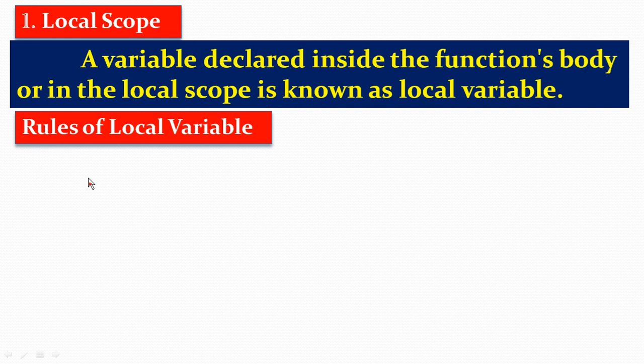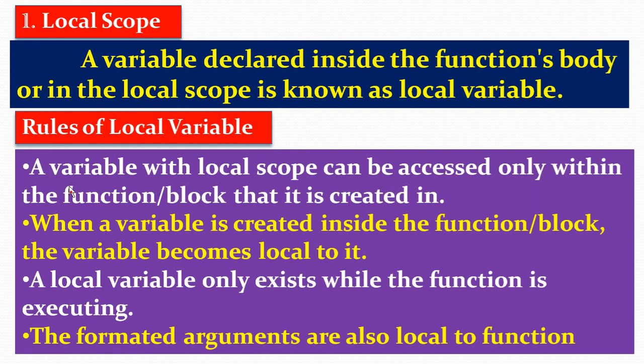What are the rules of a local variable? It may be asked as a 3 mark question. First rule: a variable with local scope can be accessed only within the function block that it is created in. Second rule: when a variable is created inside the function or block, the variable becomes local to it. A local variable only exists while the function is executing. Finally, the formal arguments are also local to that function.